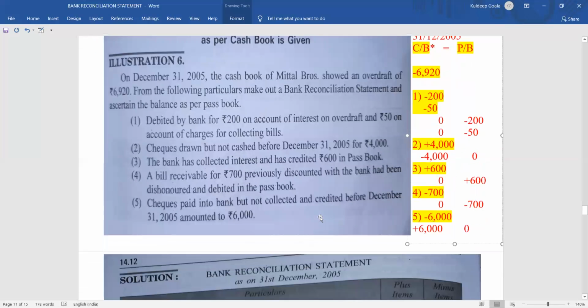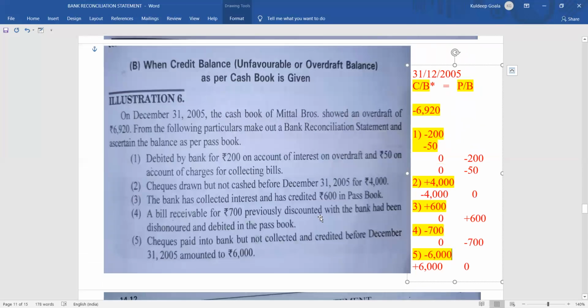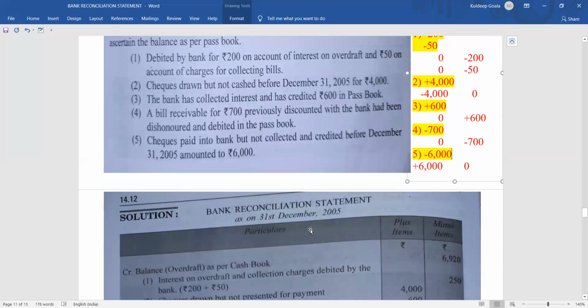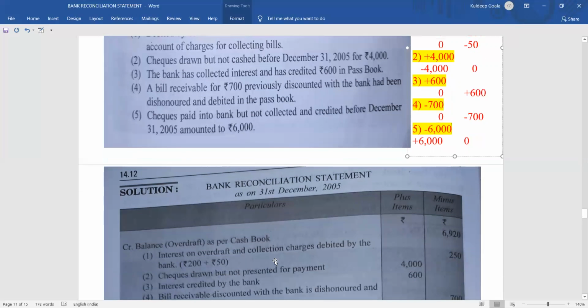So we know the format of the bank reconciliation statement. It is like this. Bank reconciliation is nothing but a system where we match up the total of the cash book and the passbook. So this is the format: bank reconciliation statement as on 31st December 2005. On one side we have particulars, on the other side we have plus items and minus items.